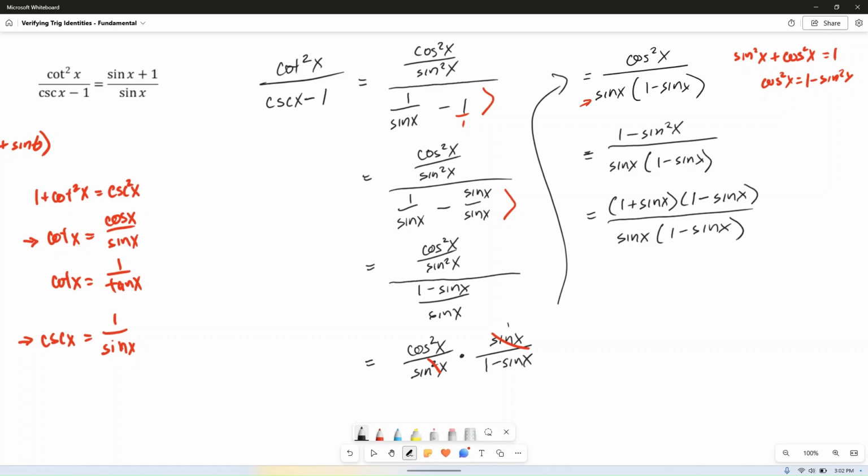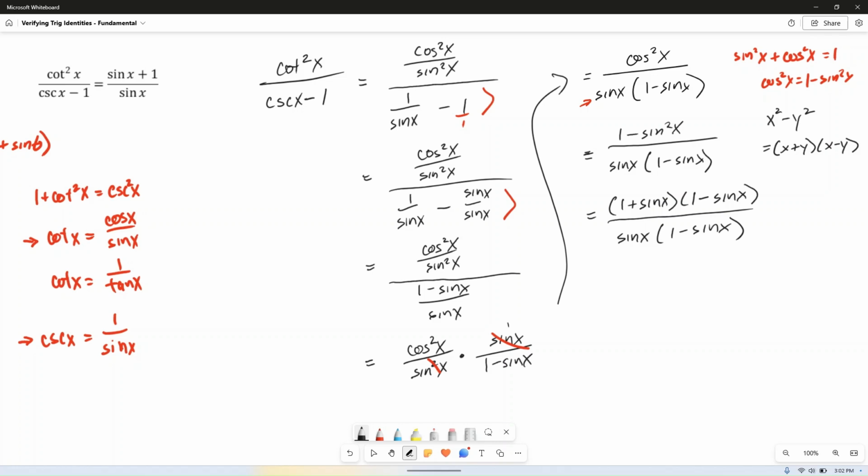And again, the idea with difference of two squares, if you just had x squared minus y squared, that's equal to x plus y times the quantity x minus y. So that's how we're factoring the difference of two squares. Okay, so that's how I went from 1 minus sine squared, because the 1 is technically a 1 squared. So 1 squared minus sine squared becomes 1 plus sine times 1 minus sine.